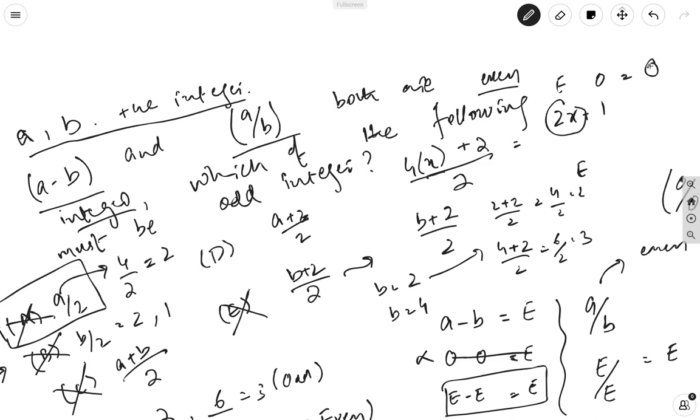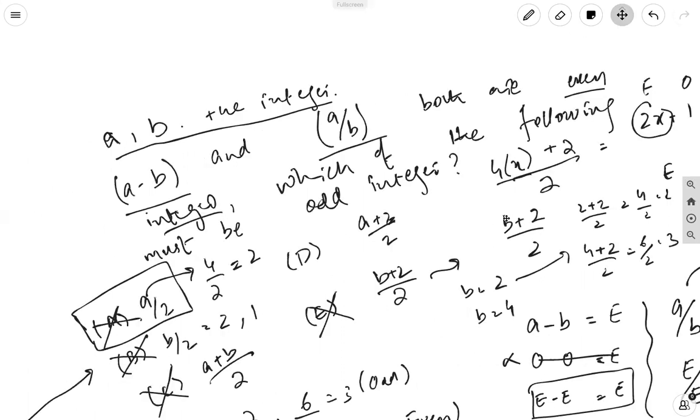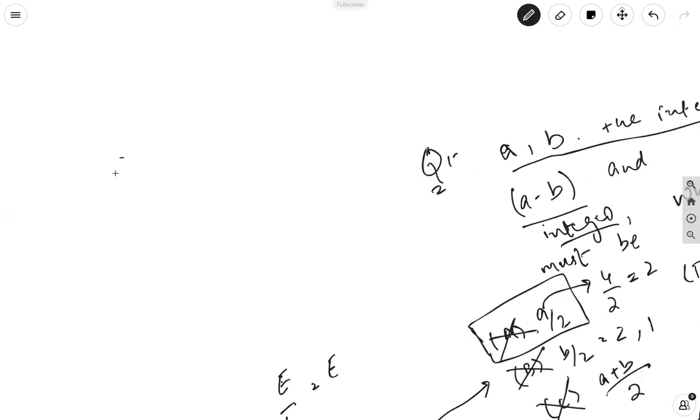Could you please explain why A is a multiple of 4? Because only in that case, 4x, can we have A over B as even. If you take A as any value other than a multiple of 4, give me some example. Any example you want to give me.